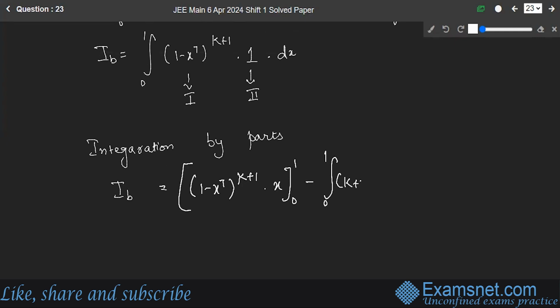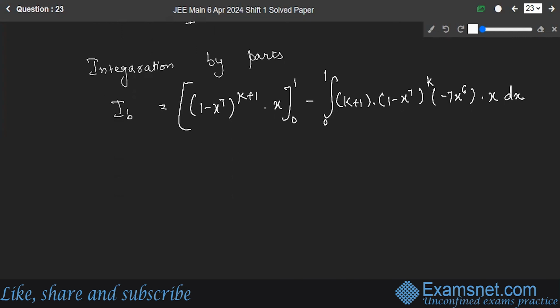This will give me (k plus 1) into (1 minus x raised to power 7) raised to power k plus 1 minus 1, that's k. And the derivative of minus x raised to power 7 is minus 7 x raised to power 6. And derivative of first, x dx. Correct. Let's fill the limits over here. This will give you 1 minus 1, 0, and 0 here will be 0. So both of these will be 0 only.